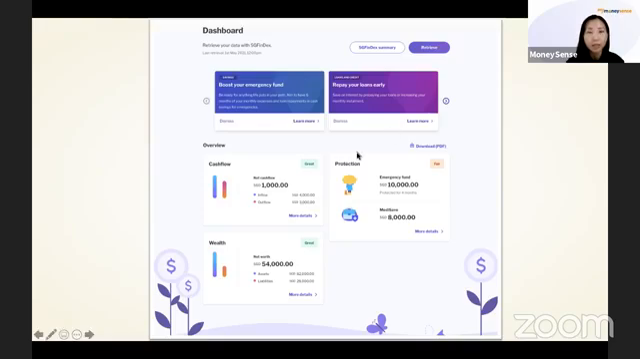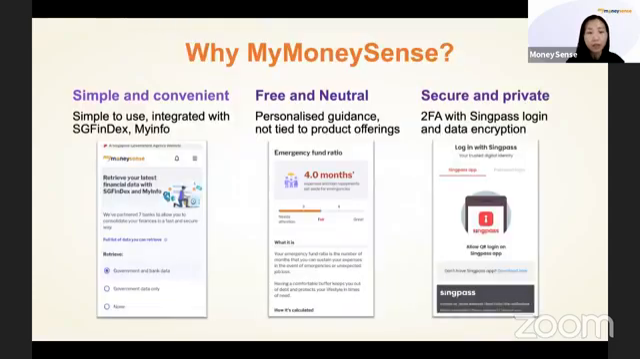Next, MyMoneySense is also quite simple to use. It is also very convenient given it's integrated with the SGFinDex and MyInfo. Next is that it is free and also neutral. We are actually not tied to any product offerings as a government, so you can quite easily make your own financial decisions with the information and the tools that we provide to you. And further to that, to protect your data and privacy, we implement the latest government security standards with 2FA and also data encryption. So you can be rest assured that your data is well maintained and stored through the process of helping you to plan better for your finances.